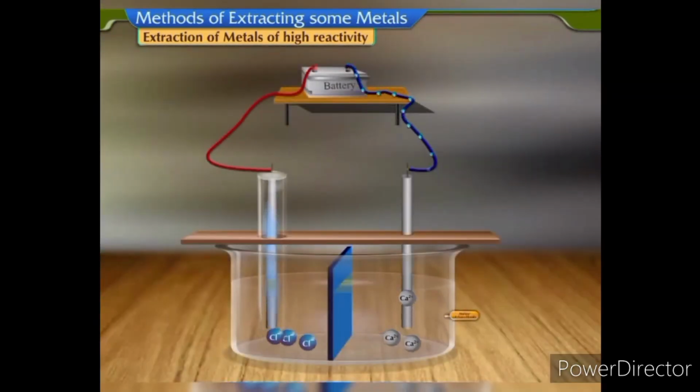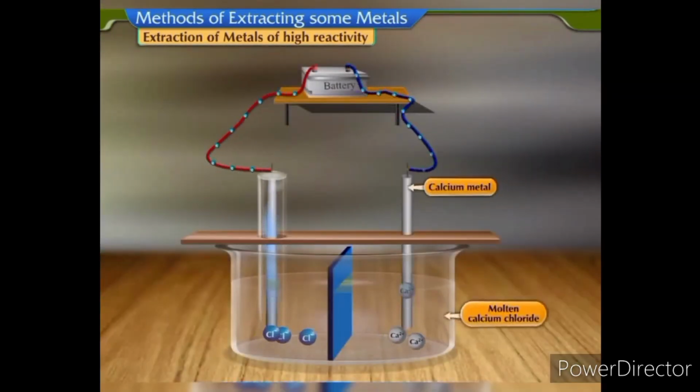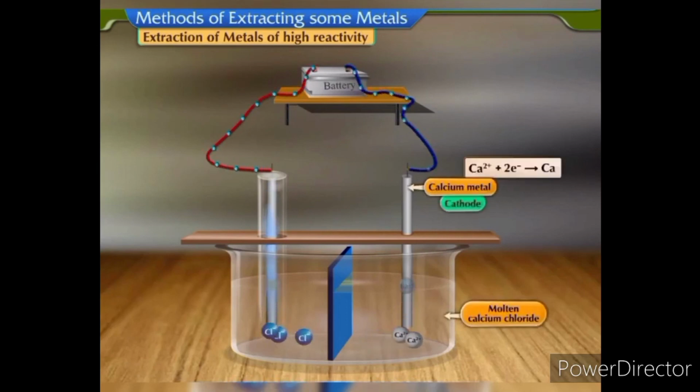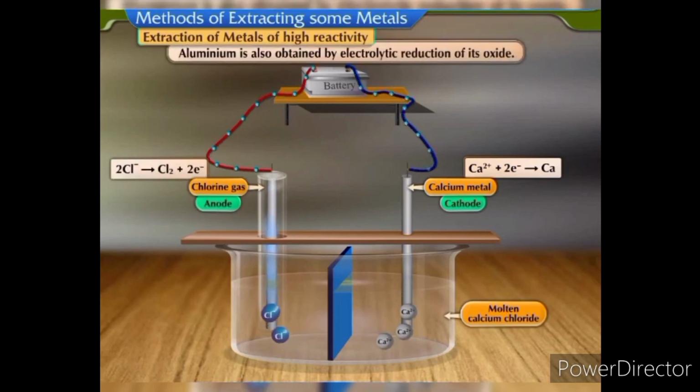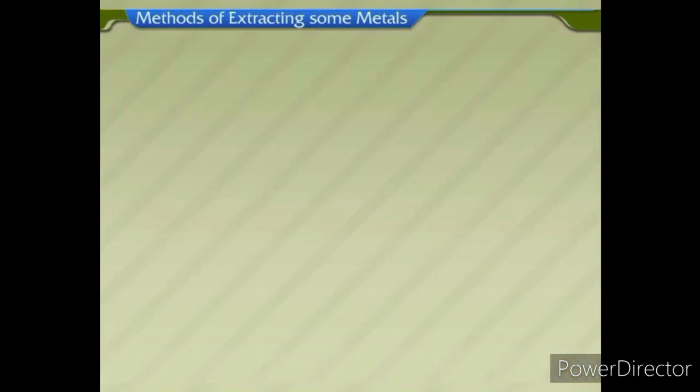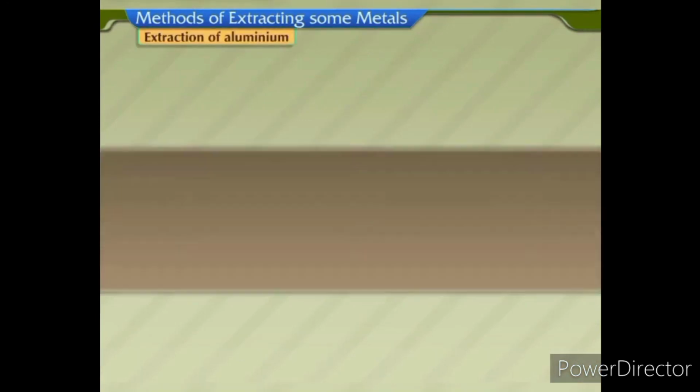In the electrolysis of calcium chloride, calcium metal is obtained at the cathode and chlorine gas is obtained at the anode. Similarly, aluminium is also obtained by the process of electrolytic reduction of its oxide. Let us understand the extraction process of aluminium metal in detail. Extraction of aluminium.